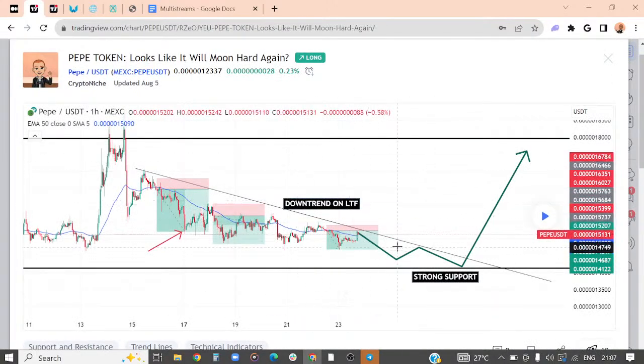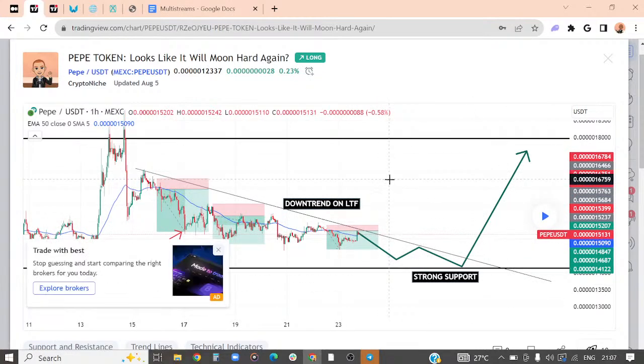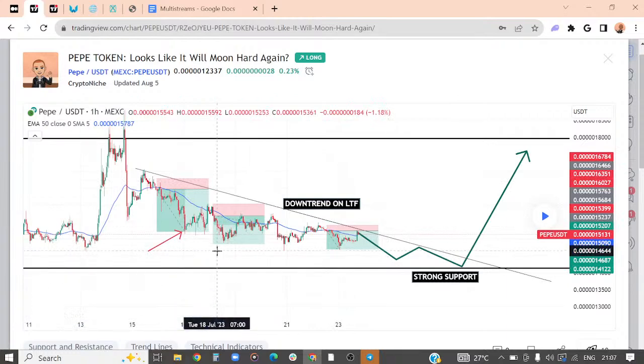Look at these charts right here. Can you see it? If you look at this chart here, I opened a short position, and that short position was actually amazing. I published this on August 5 of this month. It was really amazing because PEP crashed all the way down, and it broke the support.